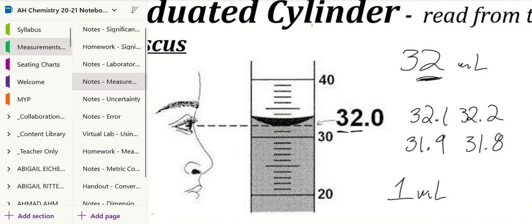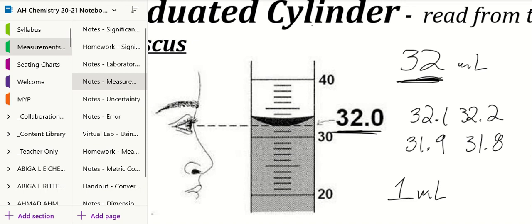So whenever we're reporting measured values on an analog tool, we need to report all the values we can read and one last estimated digit. And also, this brings us back to significant figures. If we look at the number 32, how many significant figures does that have? 2. What about 32.0? 3 significant figures. And we want to report all the significant figures we can, otherwise we're limiting ourselves and reporting a less accurate value than we were actually able to measure.